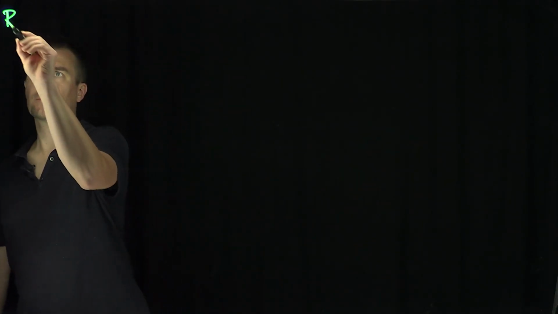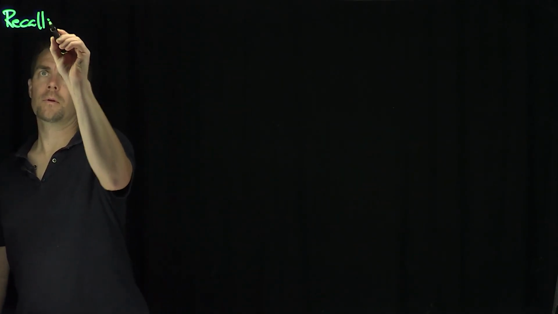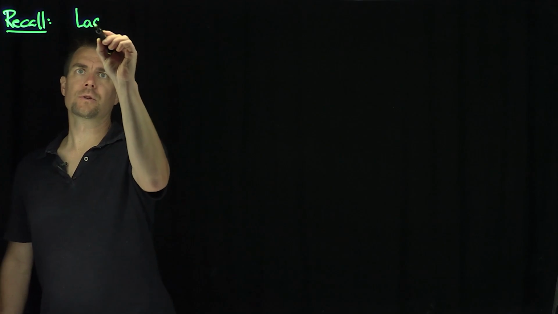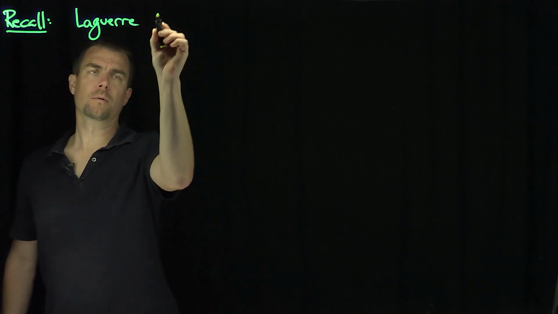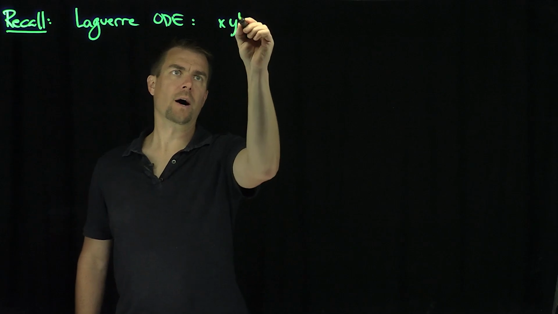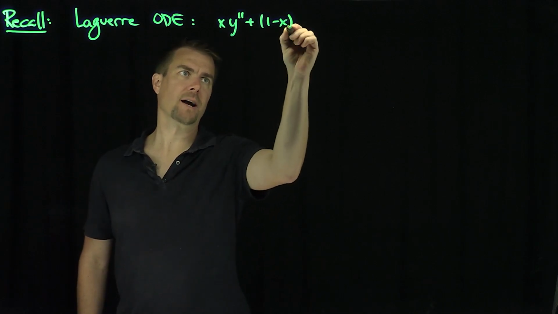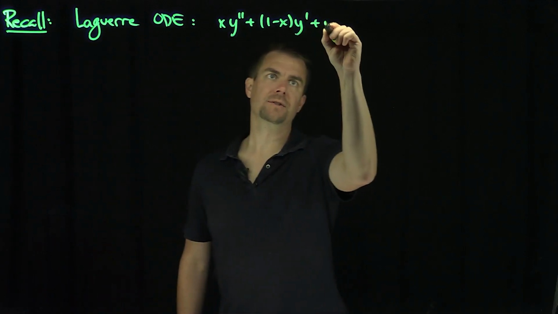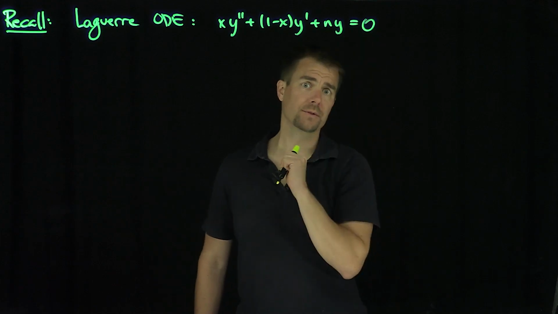Hello students, in this video we'll prove the Rodrigues formula for the Laguerre polynomials and the application it gives us to the orthogonality of the Laguerre polynomials. So let's recall that the Laguerre differential equation has the form x y double prime plus (1 minus x) y prime plus n y equals 0.